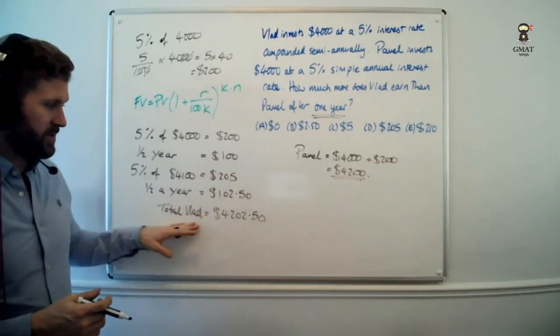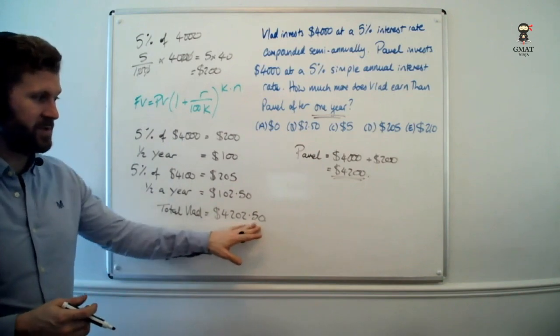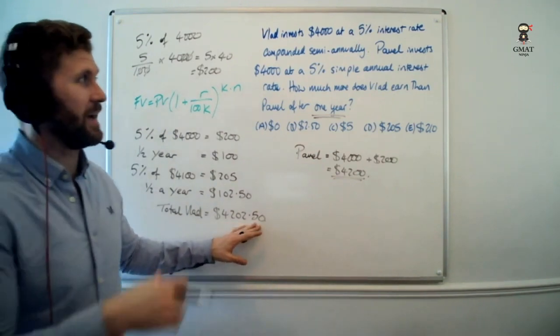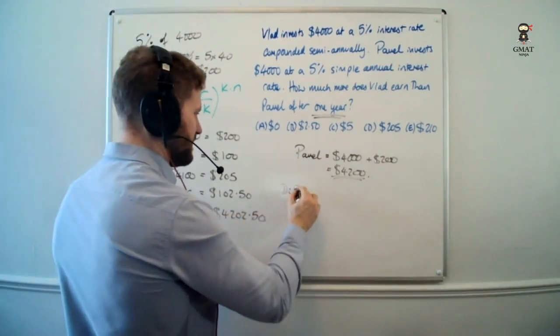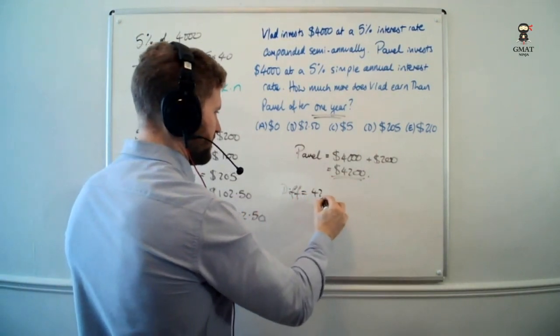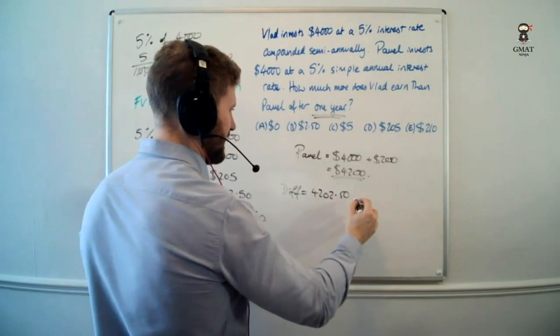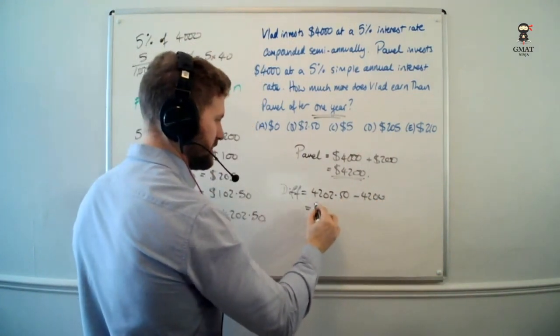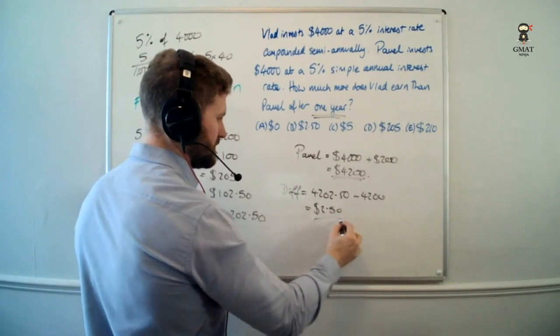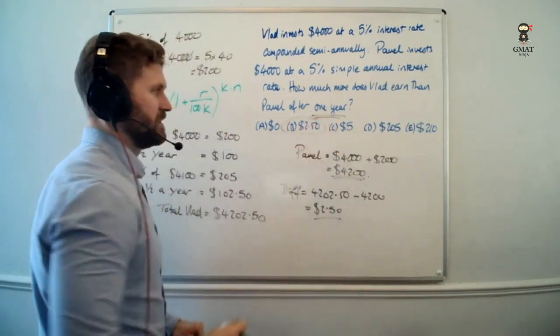So to come back to this question, we know that Vlad's total was 4,202.50, and I want to know how much more Vlad earns than Pavel after 1 year. So the difference between them is going to be the 4,202.50 that Vlad earned minus the 4,200 that Pavel earned, which means that the difference between them is 250. And so my answer to this question is B.